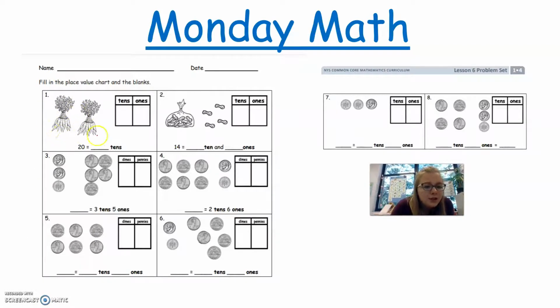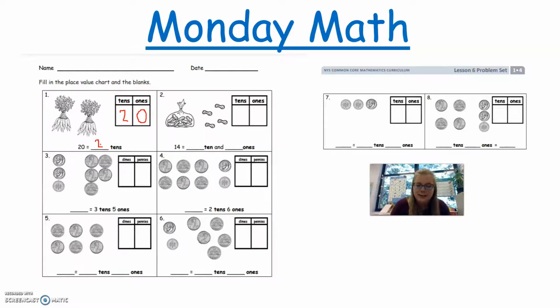These bundles are worth tens. Okay, so how many groups of 10 do I have? I see one group of 10. I see two groups of 10. So I have two groups of 10. And do you see any single carrots? Do you see any ones? I don't either, so I have 0 ones. Okay, so down here it says 20 equals how many groups of 10? Two groups of 10, so 20 equals 2 tens.